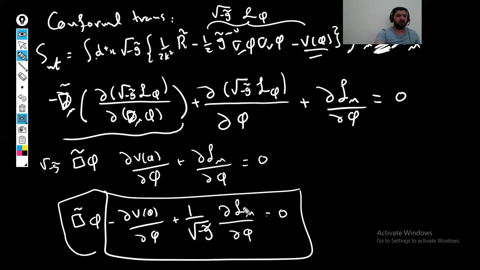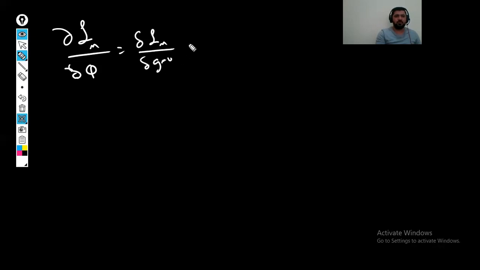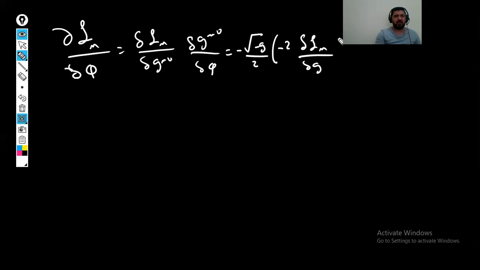Now let's look at this last term a little bit more. If we want to write it in terms of g mu nu tilde, in terms of the Einstein frame, let's focus on this one, L_m with respect to phi. I just write it as the variation of L_m with respect to g mu nu, and the variation of g mu nu with respect to phi. Then what we have here is the square root of minus g over 2, and then we have negative 2 times the variation of L_m with respect to g mu nu. What I'm trying to do here is to write it as T mu nu, times the derivative of g mu nu with respect to phi.